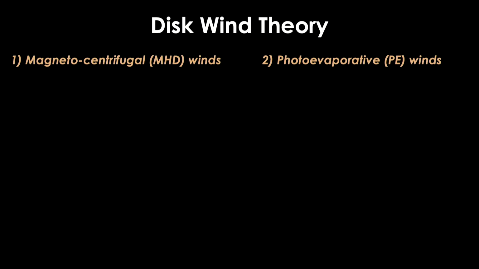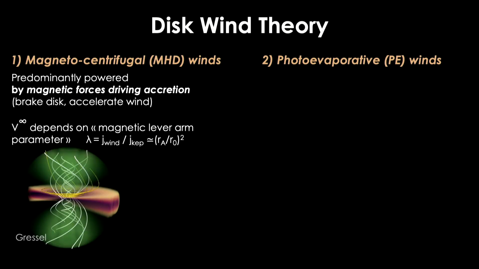Now in the chapter, we also review the basics of the disk wind theory. For those who were not in the previous PP sessions, I'm just going to do a very brief recap. So we have two kinds of disk winds, the magnetocentrifugal MHD disk winds and the photoevaporative winds. The magnetocentrifugal ones are predominantly powered by magnetic forces which drive accretion in the disk. And this is a typical simulation from Oliver Gressel showing how the magnetic field lines are wound up by disk rotation. They break the disk, they allow accretion in the disk, but they also accelerate the material in the wind.